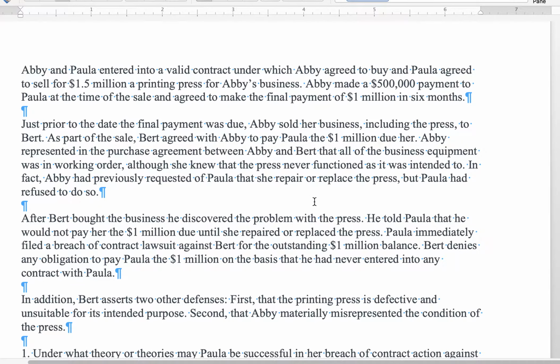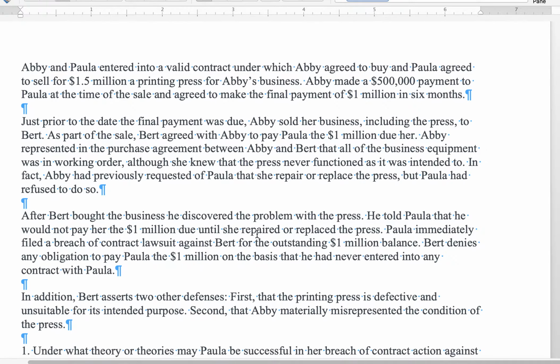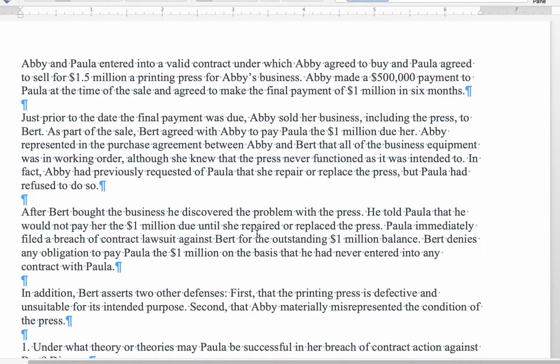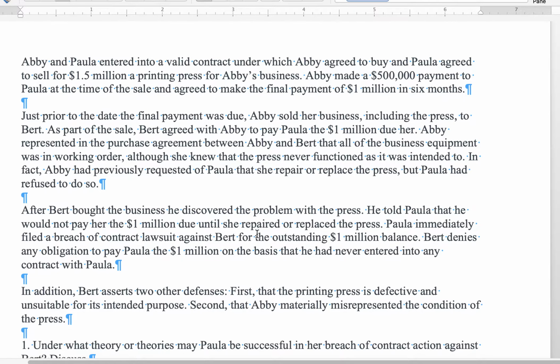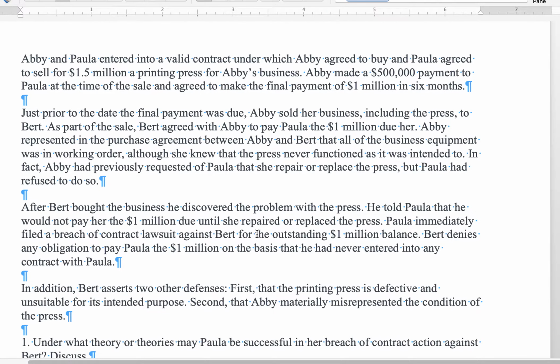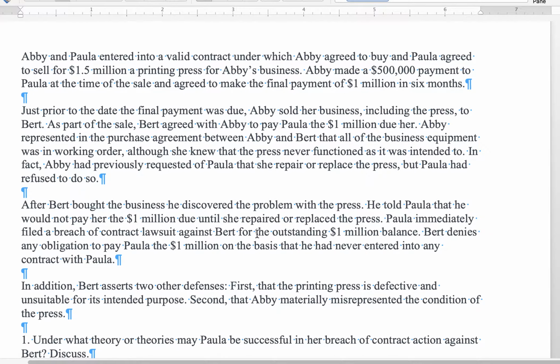Okay, so let's read the fact pattern real quick. Abby and Paula entered into a valid contract. Boom, right there. It says there's a valid contract. What does that mean? It means you do not have to get into offer, acceptance, consideration, concurrent meeting of the minds. So all you have to say is, okay, there's a contract that's valid between Abby and Paula.